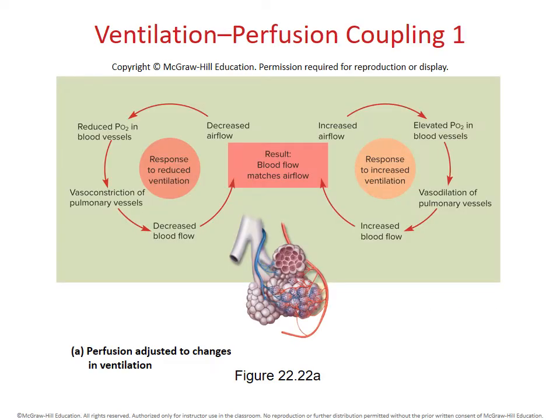And this is a diagram of the ventilation perfusion coupling, again showing that if we have reduced oxygen in the blood vessel around the alveolus, that results in vasoconstriction. Again, I want to send less blood to an alveolus that is not working very well. Of course, if I have lots of oxygen in the alveolus, that results in vasodilation. I send more blood to that alveolus because it's clearly doing a good job with gas exchange.